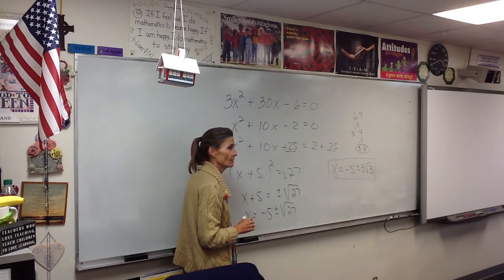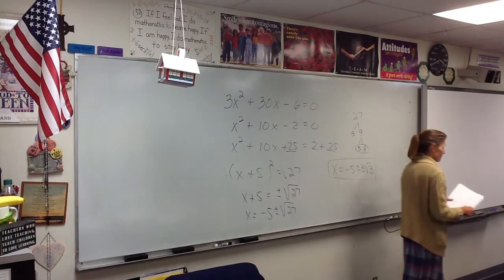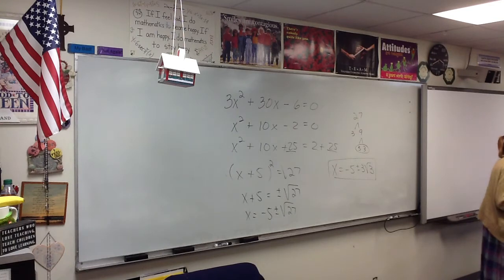So what happens if we just leave it as root 27? You're going to lose some credit. Not a lot, but you're going to lose some. Okay?